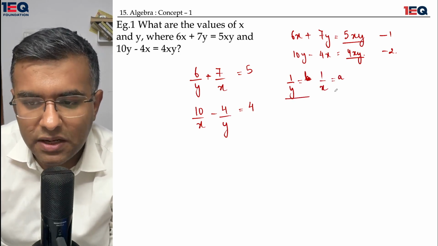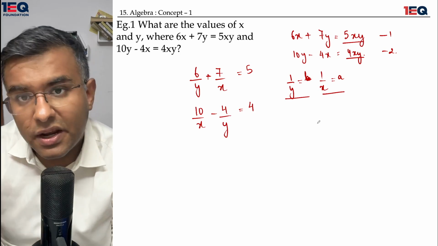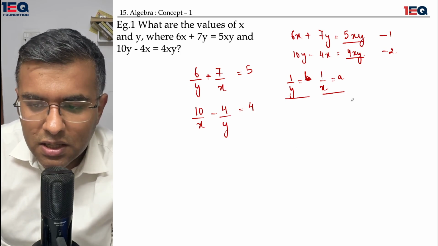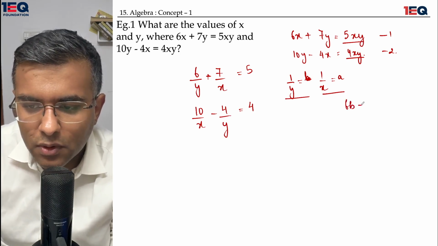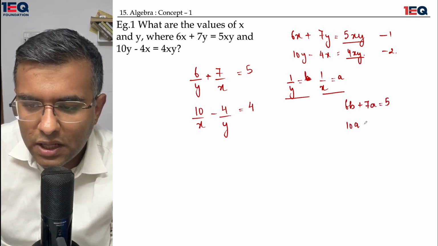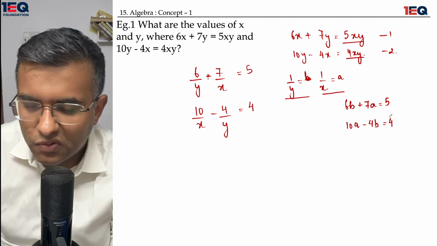When I have made these assumptions, I would rewrite the equations. How would I do that? I would write 6b plus 7a being equal to 5 and 10a minus 4b being equal to 4.